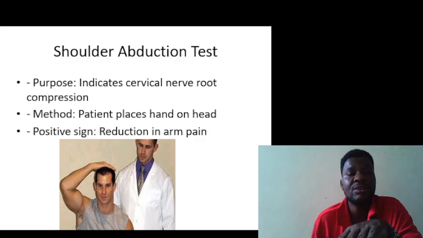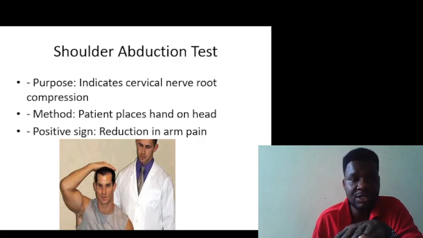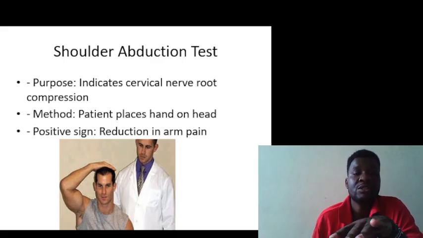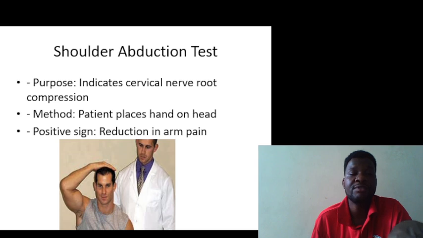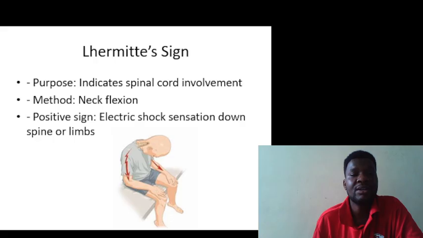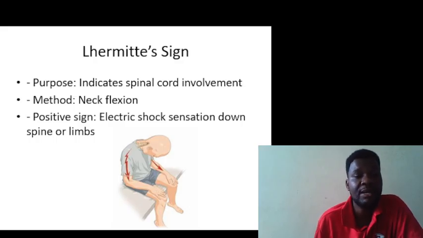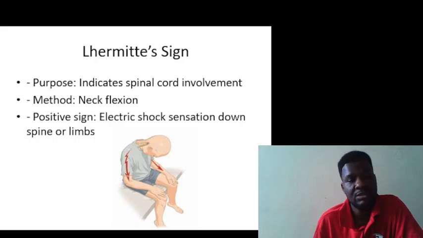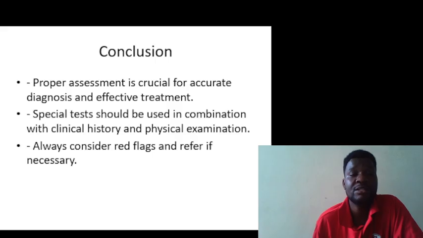We have another one, the shoulder abduction test. This indicates cervical nerve root compression. The patient places the hand on the head, as you have seen in the video below, and the positive sign is relief of pain. We have another one, Lhermitte's sign. The purpose is to indicate spinal cord involvement. We do neck flexion in sitting. The positive sign is an electric sensation down the spine.